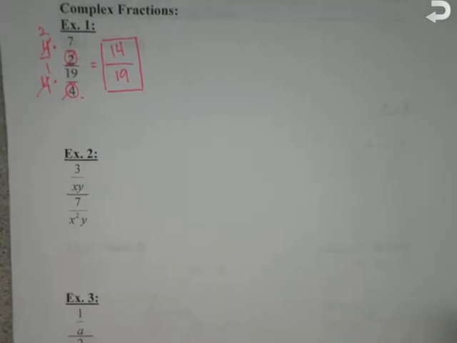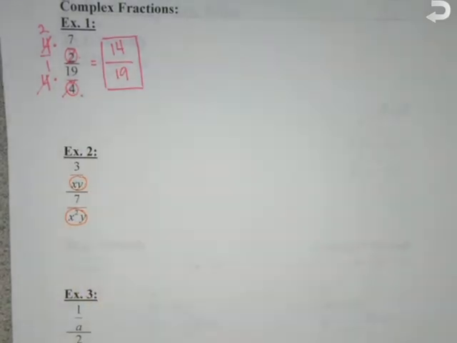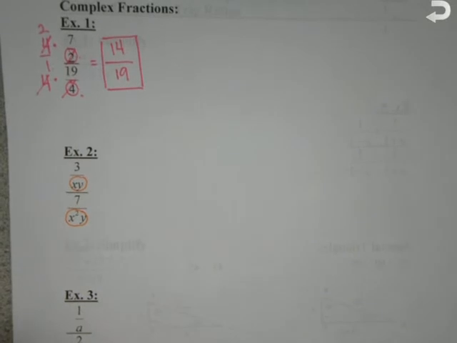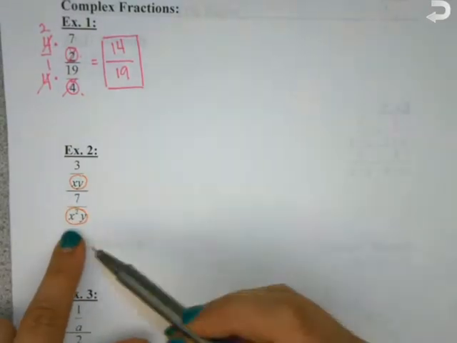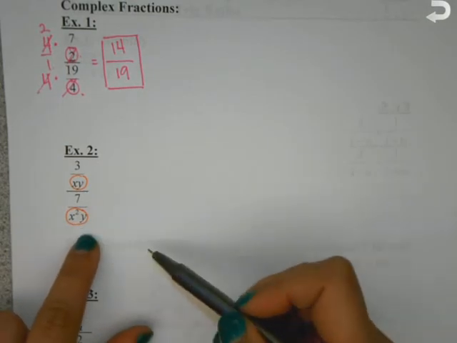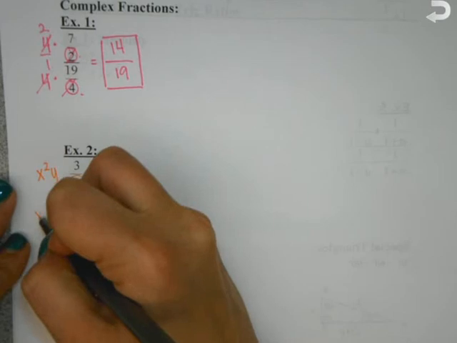So example 2. 3 over xy divided by 7 over x squared y. So as a reminder, we are trying to get rid of these denominators by multiplying by the least common multiple. The whole goal of the least common multiple is so that everything in the denominator will reduce. So if on top I have an xy, but on bottom I have an x squared y, what would I have to multiply by? X squared y. So multiply the top and bottom by x squared y.